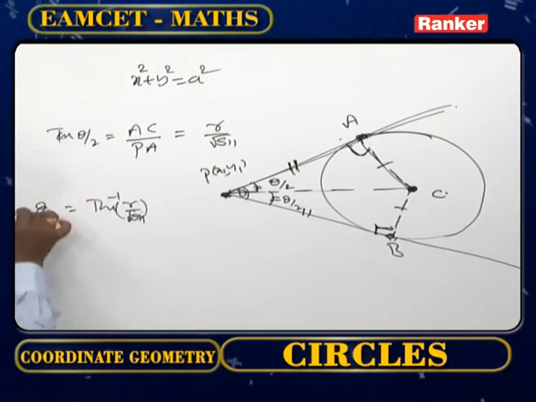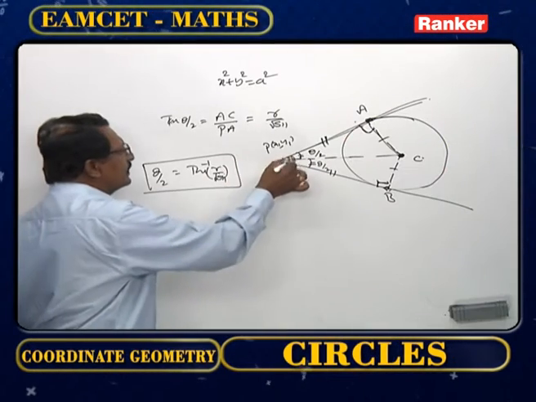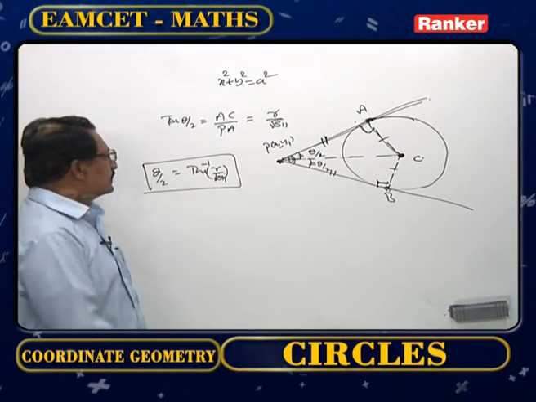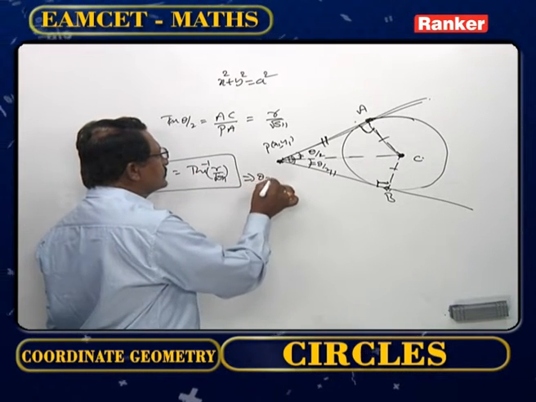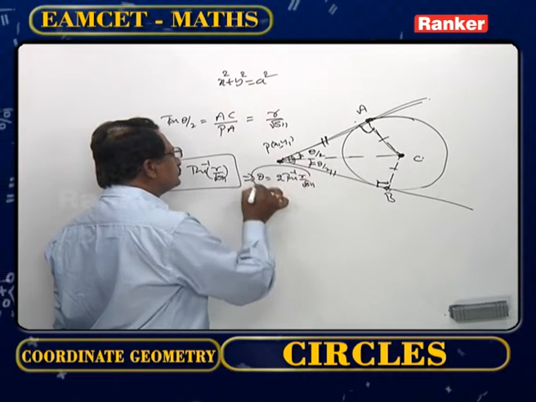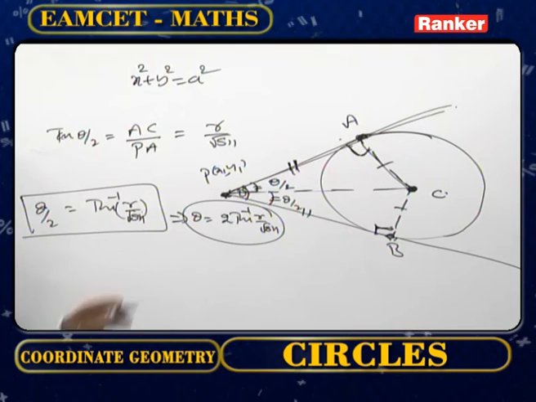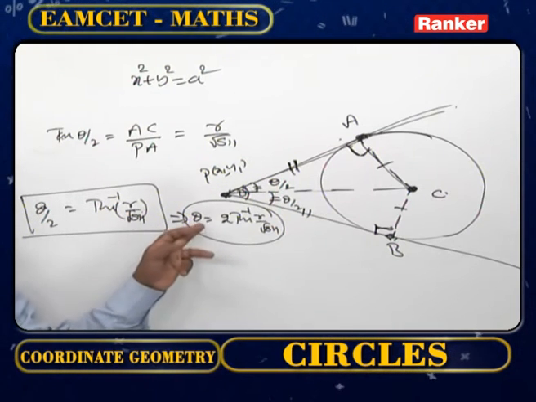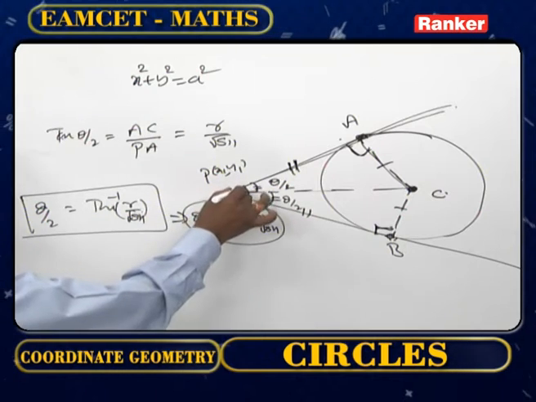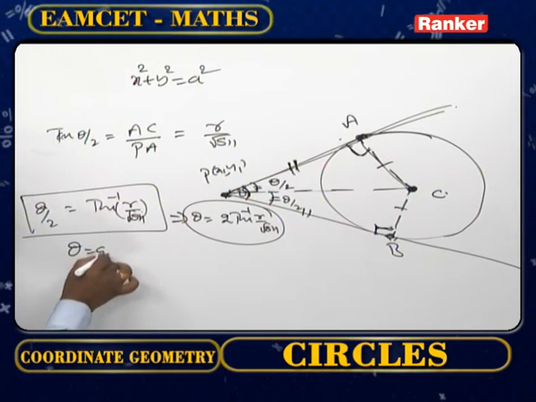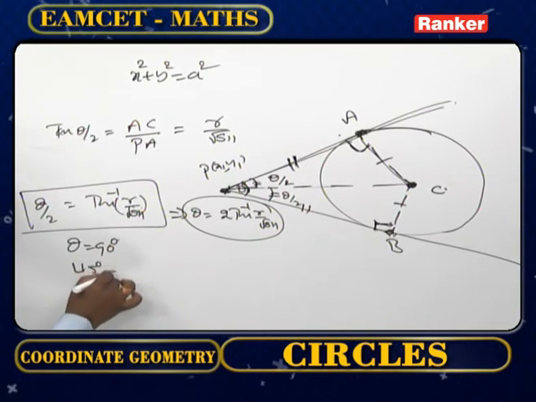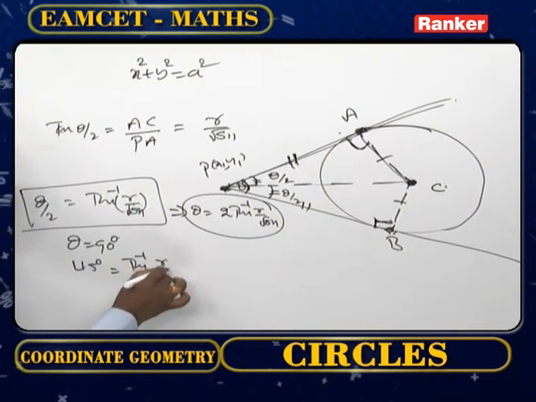If the angle between the pair of tangents is theta, then theta equals 2 tan inverse R by root S11. If the angle between the pair of tangents, theta, equals 90 degrees, then theta by 2 is 45 degrees, which equals tan inverse R by root S11.